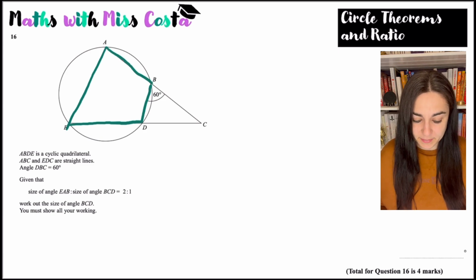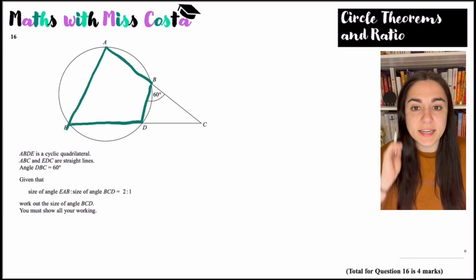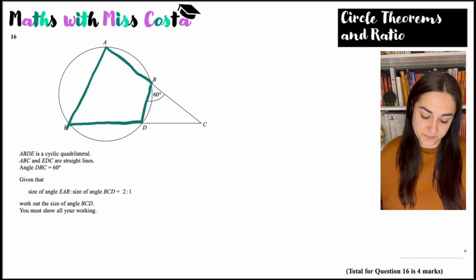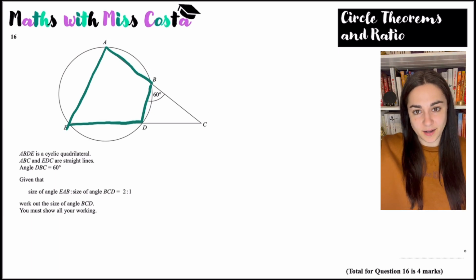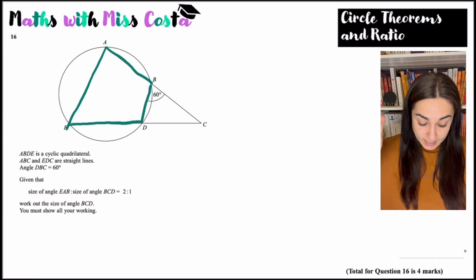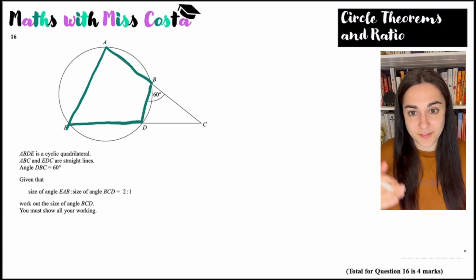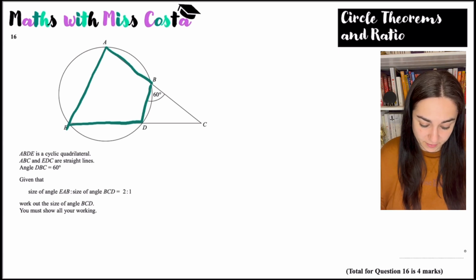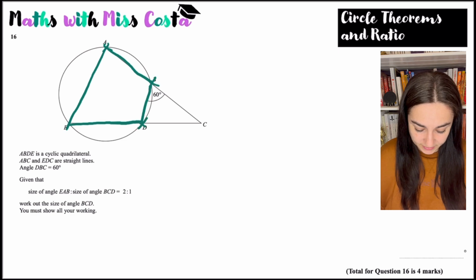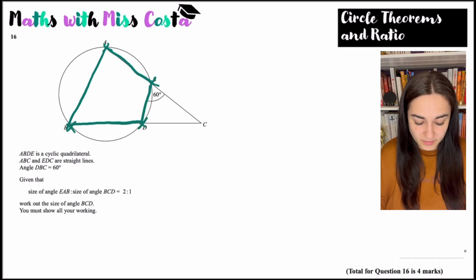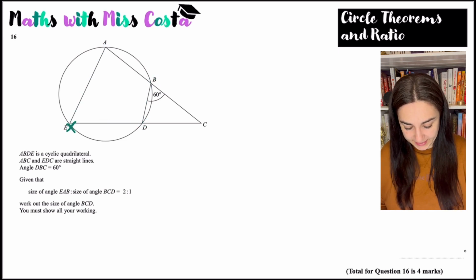Now, in order for something to be a cyclic quadrilateral, it just means that each of the vertices of the quadrilateral need to touch the circumference of the circle. So if they hadn't told you that, you could have figured it out yourself by just thinking, okay, each of the vertices touch the circumference of the circle. So that's an important thing that we can use later.